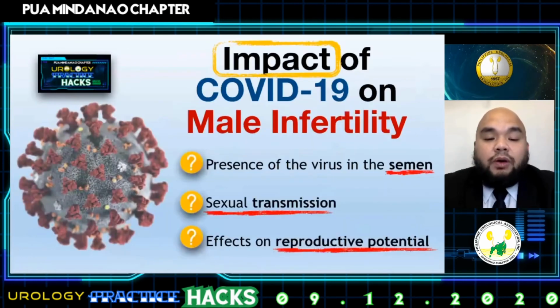The impact of COVID-19 on male infertility is still under study due to the infancy of the reports. The interesting questions are the following. Is the virus present in the semen? Can this virus be transmitted sexually? And what is the effect of this virus on the reproductive potential of men?